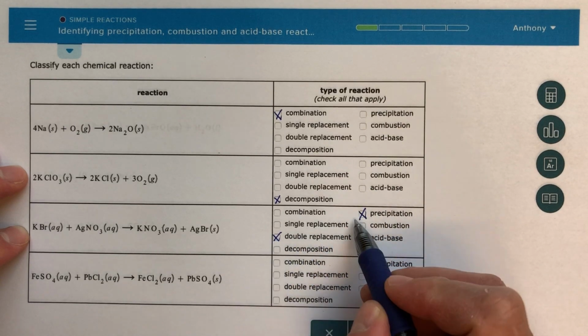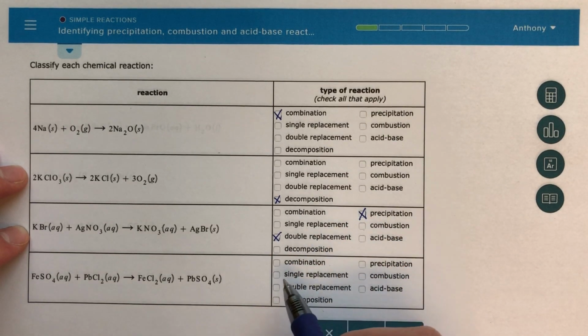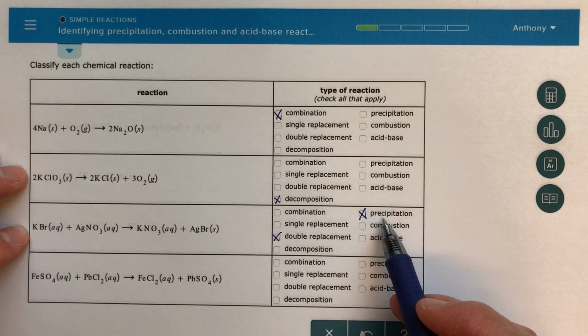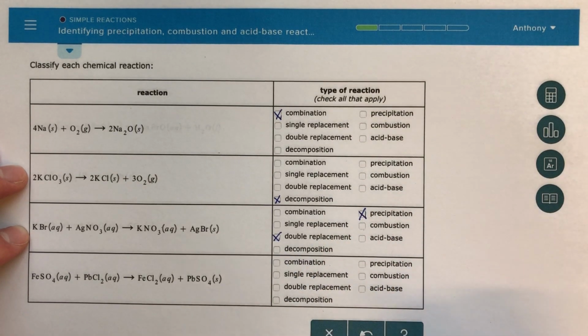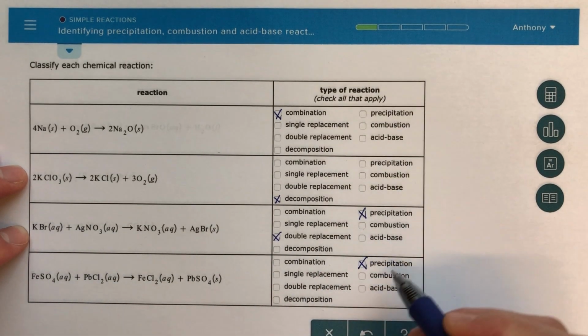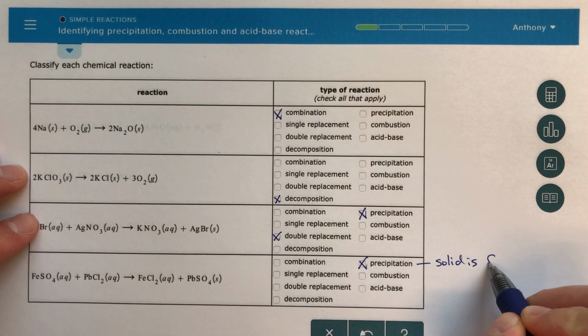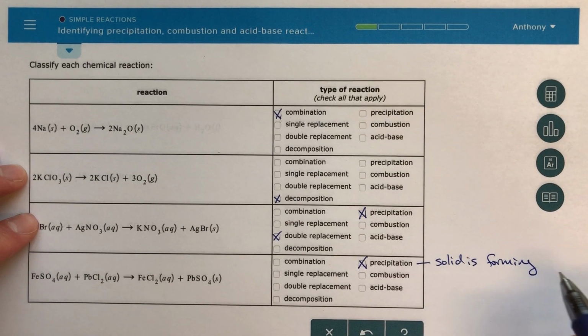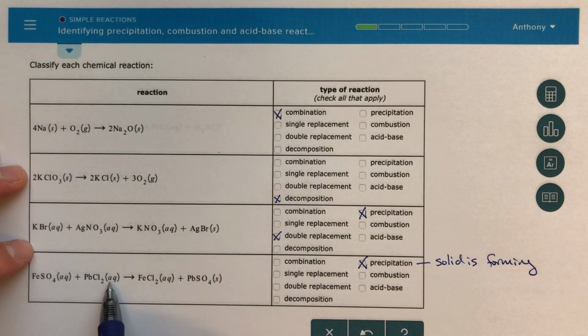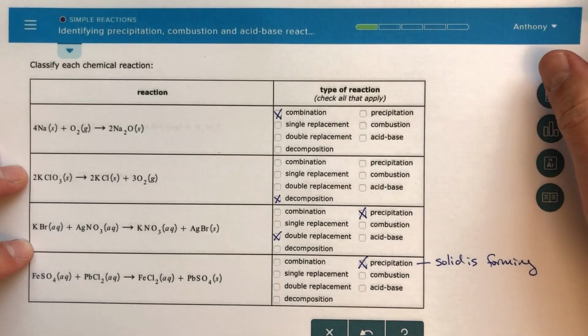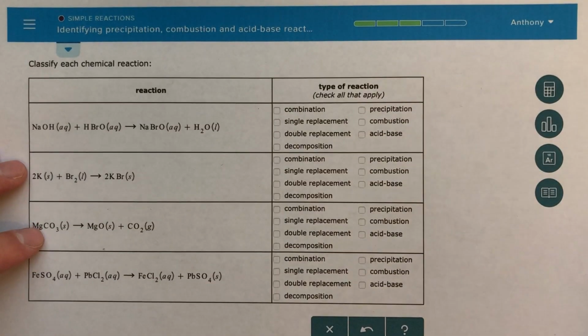So this is the first time that we see this check-all-that-apply thing. Anytime you have a precipitation reaction, you're going to be double replacement. So those two things are going to go hand in hand, basically. The next one here, again, we've got aqueous going to aqueous plus solid. That's a precipitation. Precipitation means a solid is forming. So aqueous going to aqueous plus solid, precipitation reaction. All right, let's do one more example.